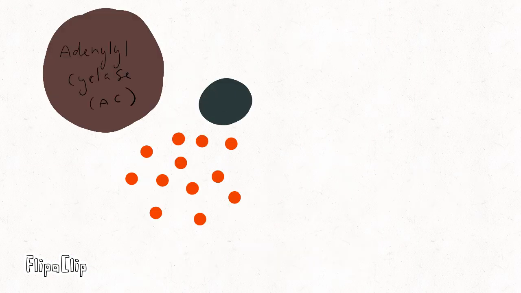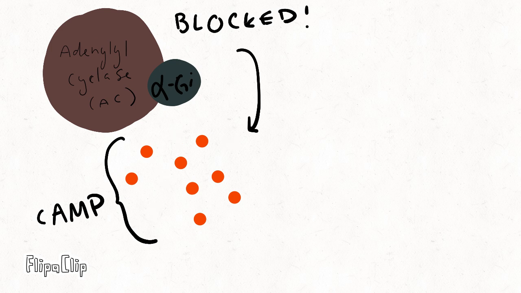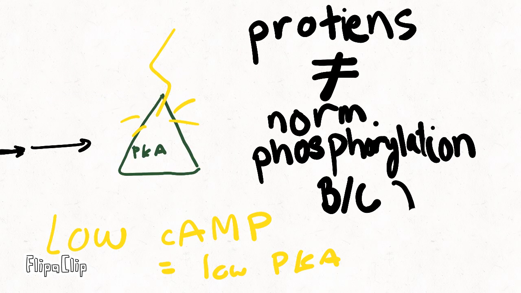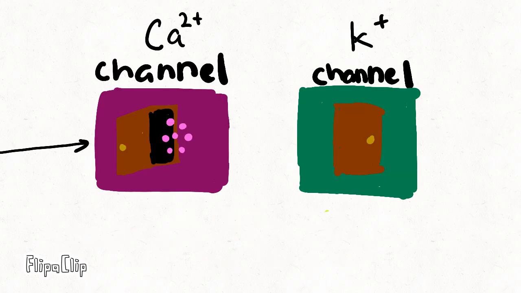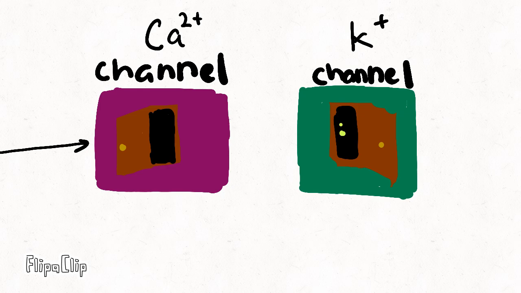Number 1, the alpha Gi subunit inhibits adenylyl cyclase, lowering levels of the second messenger cAMP. Number 2, low cAMP means less PKA activity, so proteins don't get phosphorylated as they normally would. Number 3, the beta-gamma subunit closes voltage-gated calcium channels, reducing calcium entry. Number 4, it also opens potassium channels, hyperpolarizing the neuron.